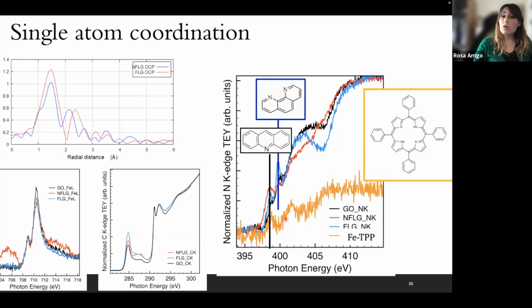Now if we compare with the iron phthalocyanine here, or porphyrin, sorry, we can see that it's really different from the system. It is slightly different, particularly in this area here. It is not a pyrrolic nitrogen we have. The EXAFS analysis at the open circuit potential, so during the in situ experiment, for these two systems is very different. And also the nitrogen speciation of the starting material is different, as well as the carbon speciation.